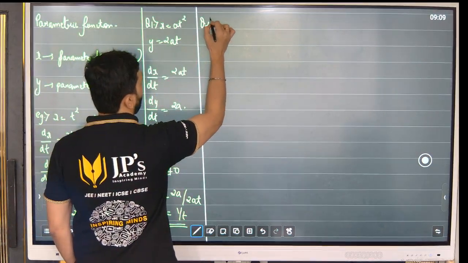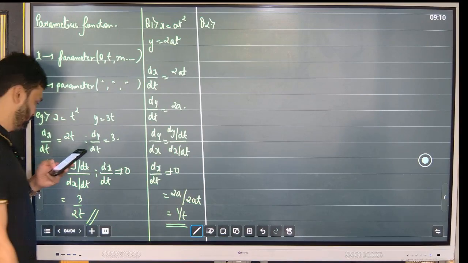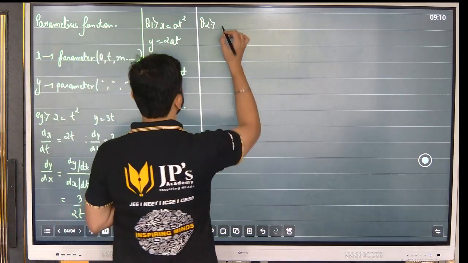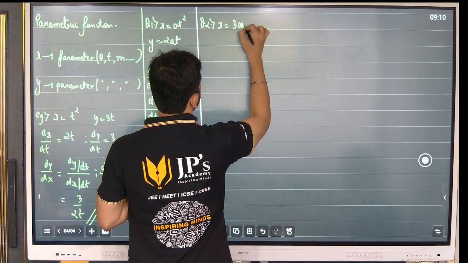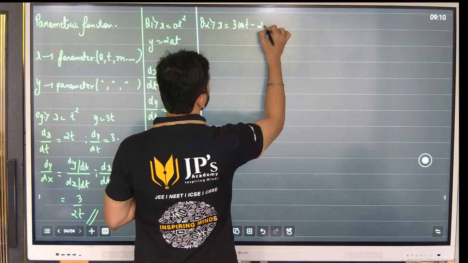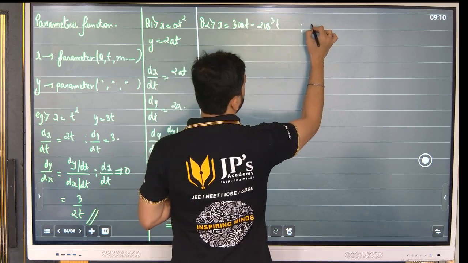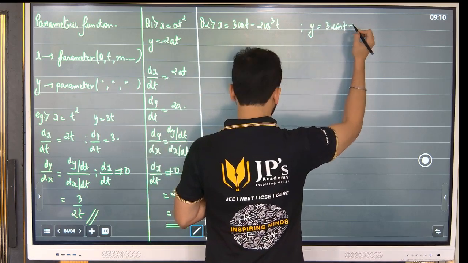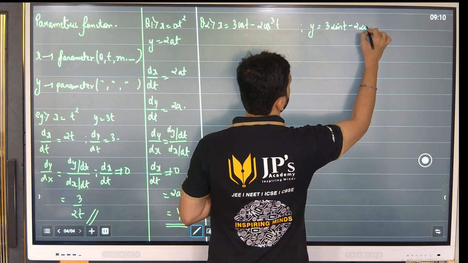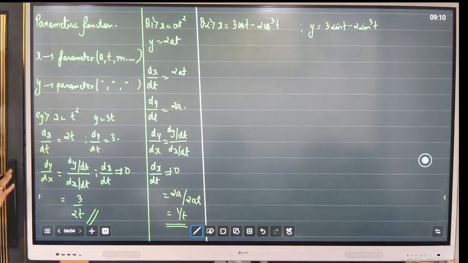But what happens when they have given a particular value of theta? So, your substitution, let's take one question first. X is equal to 3 cos t minus 2 cos cube t. Here we write y is equal to 3 sin t minus 2 sin cube t. Same parametric function.